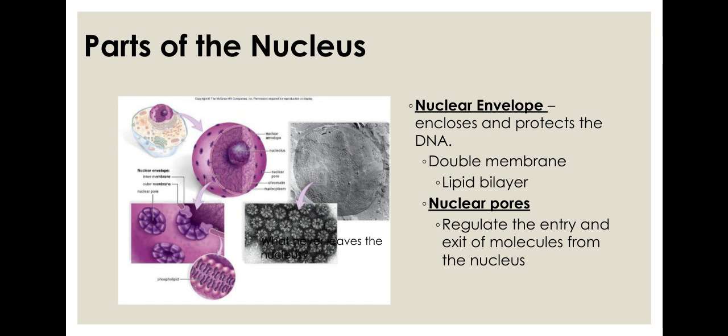If we look at the nucleus, we need to break it down into more components. The first thing that we have is the nuclear envelope. That is what actually encloses and protects the DNA. It is a double membrane and it is a lipid bilayer. Next, we have the nuclear pores. These are like little holes or pores in that nuclear envelope that are going to allow the entry and exit of molecules from the nucleus.